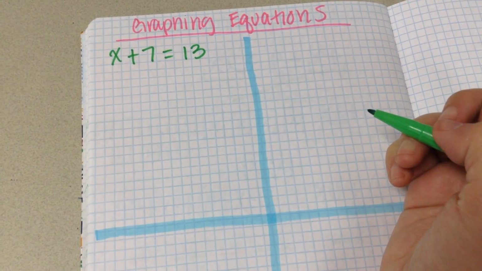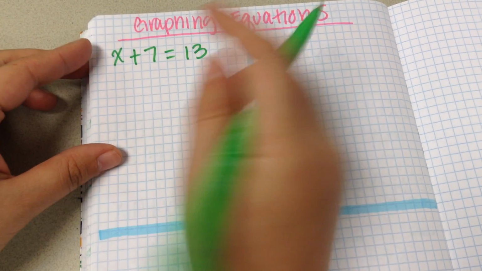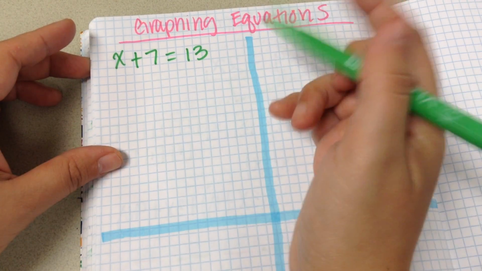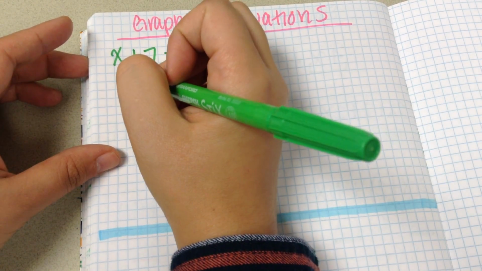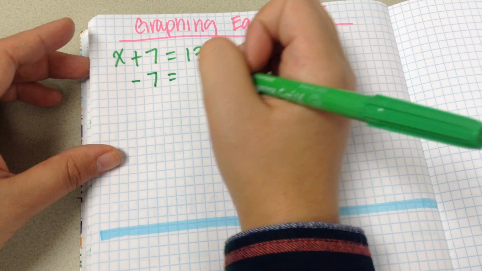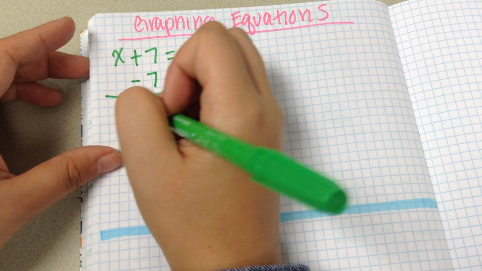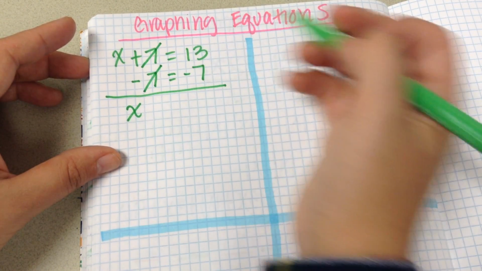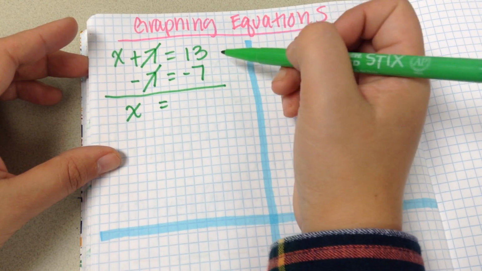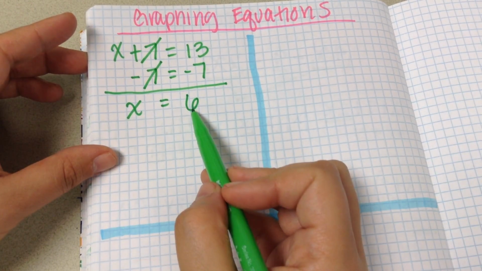Okay, so remember, we're trying to find out what the value of x is. So something plus 7 has to equal 13. So the best way for me to do this is to do the opposite of what I have. So minus 7 minus 7. So here I just have x. These are going to be canceled out. And then 13 minus 7 is going to be 6. So x is equal to 6.